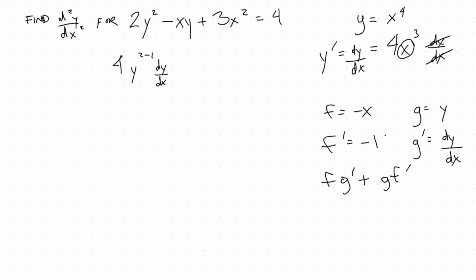But anyway, we're going to multiply the f, which is negative x, times the g prime, which is going to be dy over dx, plus the g, which is y, times f prime, which is negative 1. And this is going to give us our product.